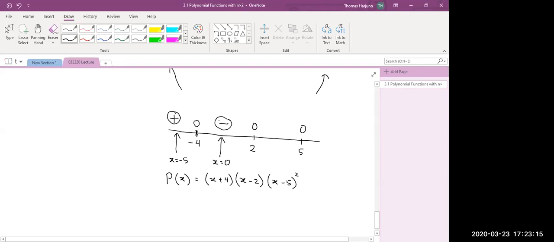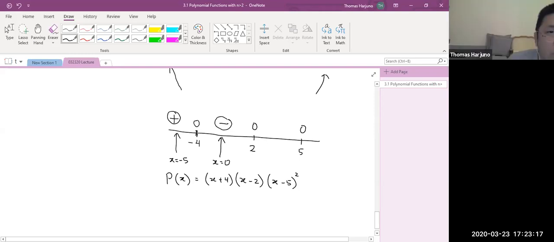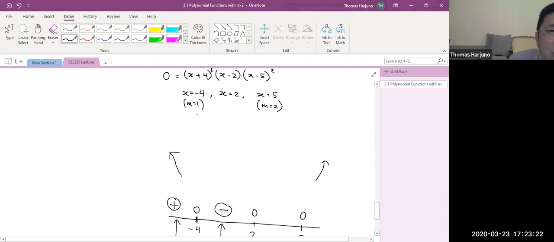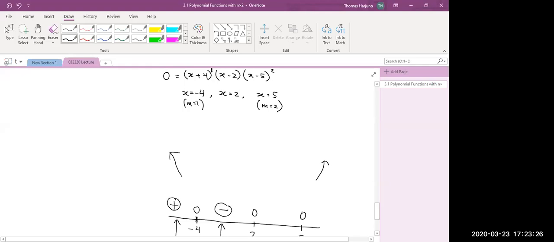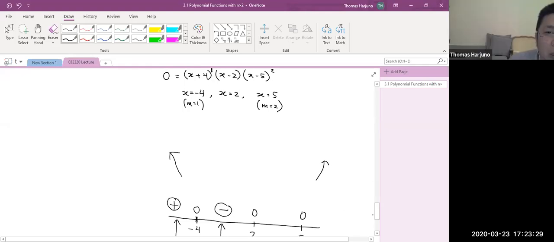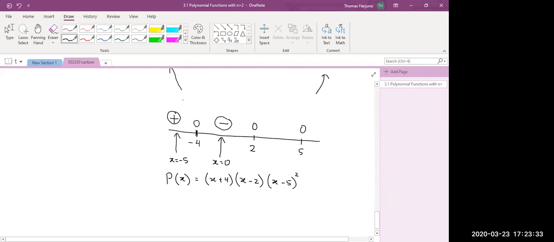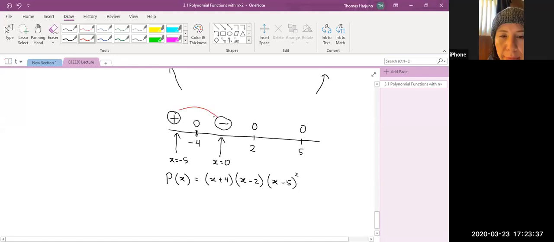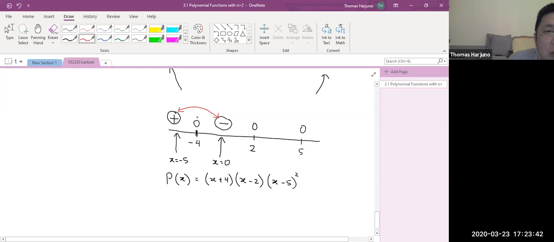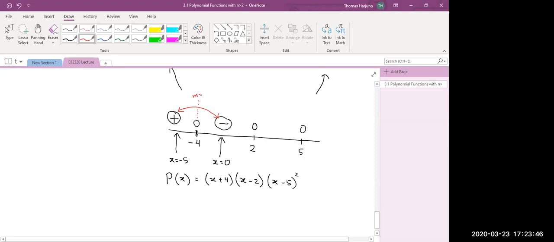Yes. Can you repeat that again, please? Now, x equals negative 4 is a zero with a single multiplicity. Its multiplicity is 1, because the exponent here is 1. If you have a zero with single multiplicity, then the sign to the left and to the right of that critical number must be different. The sign here must be different, because this is a single multiplicity. To be more precise, it's an odd multiplicity.